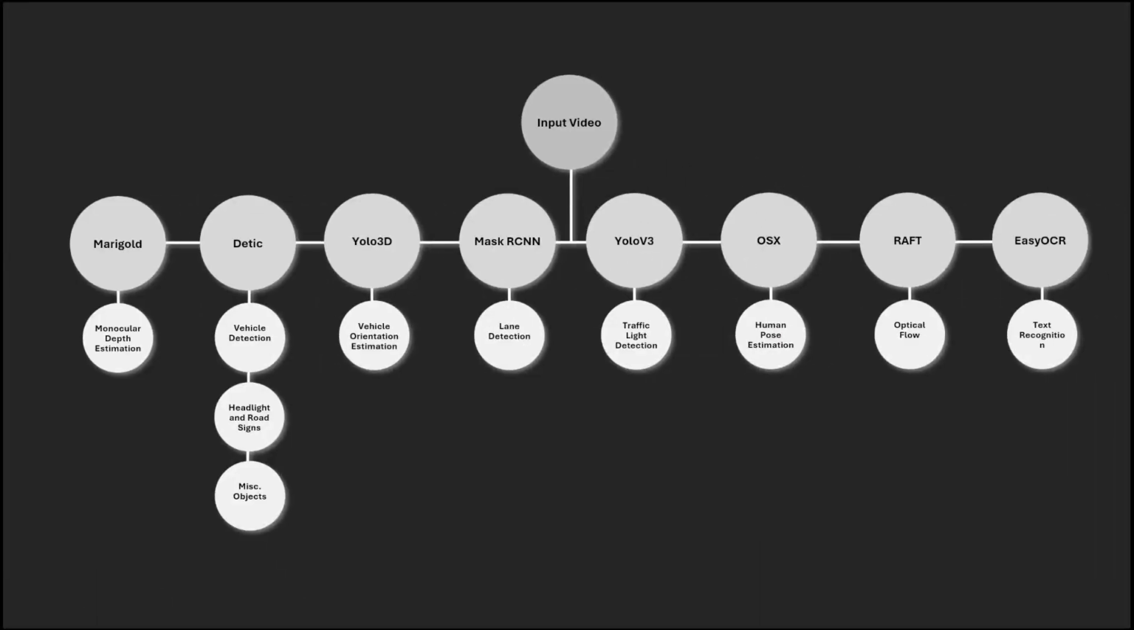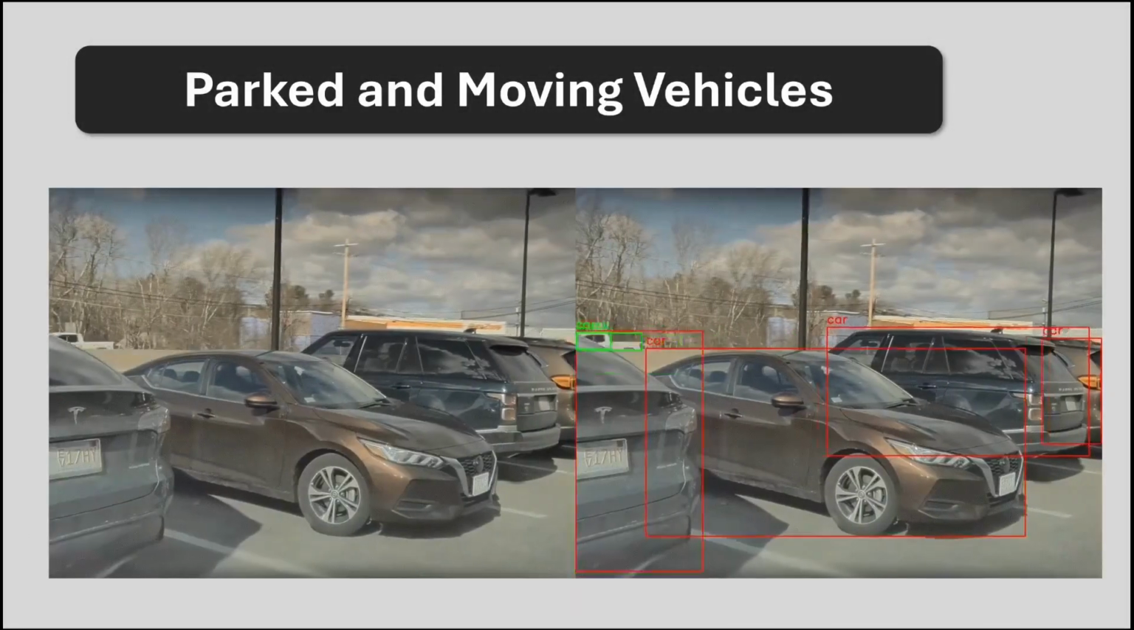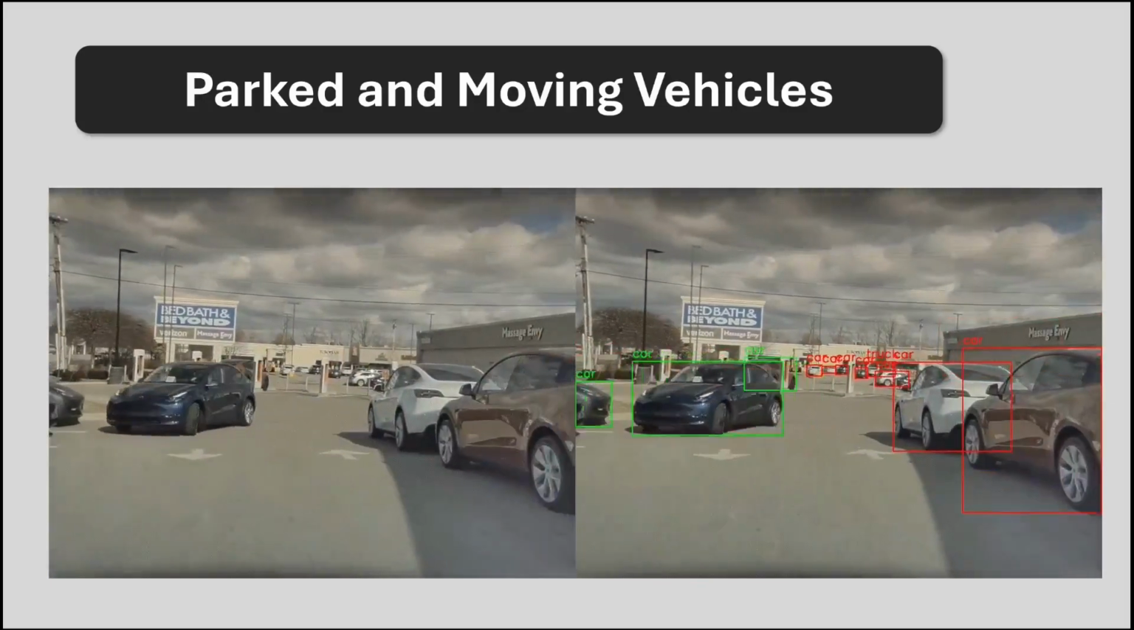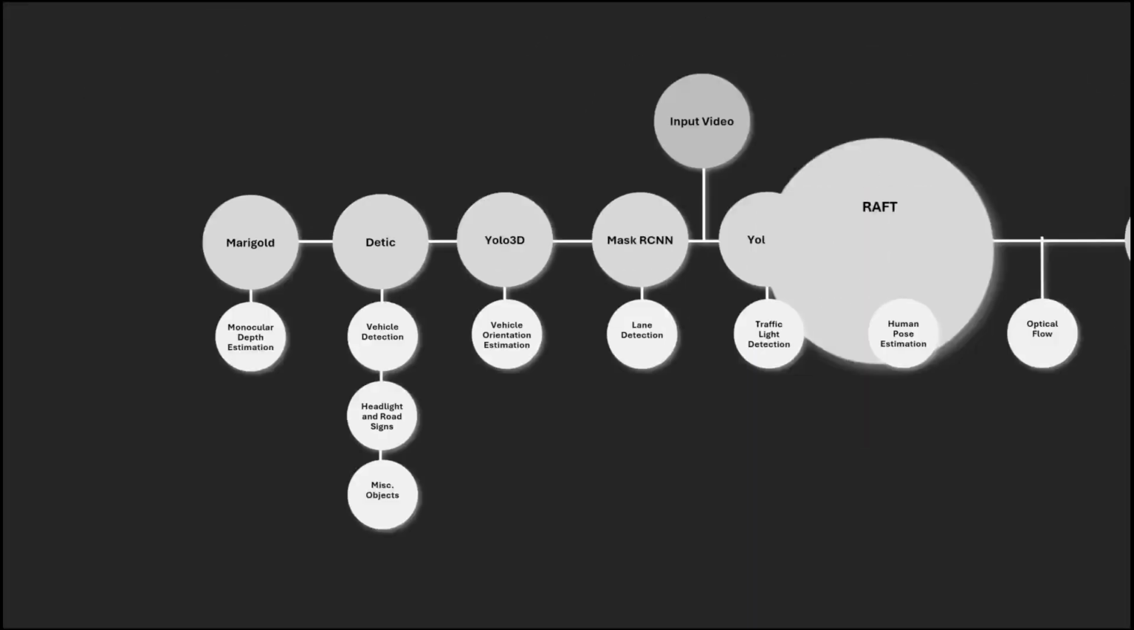Now, in order to detect if the vehicle is moving or parked, we used optical flow for classifying motion. There is an edge case: when a driving vehicle is heading straight towards the camera, its apparent motion is small, so we occasionally miss it. Now coming to the visualization board.